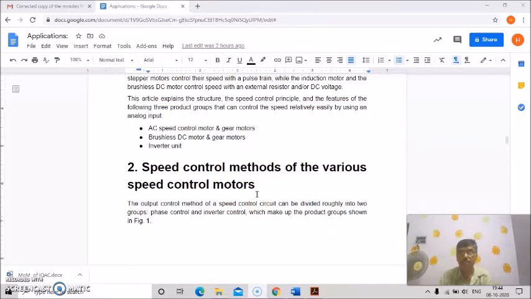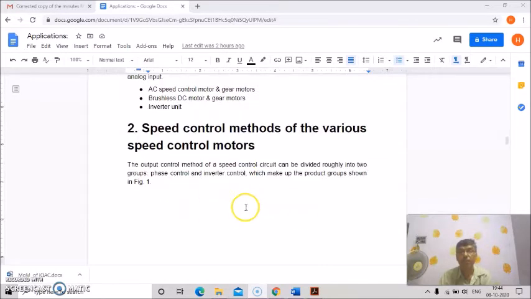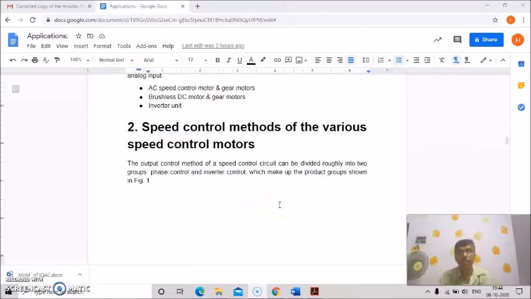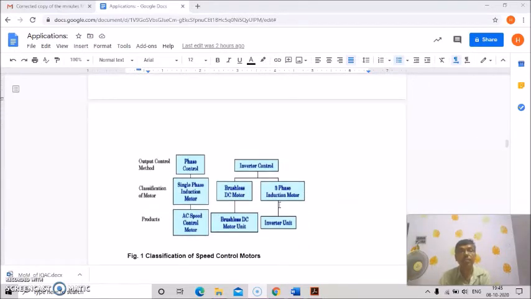Then we'll discuss one after another the speed control methods of various motors. The output control methods of a speed control circuit can be divided roughly into two groups, that is phase control and inverter control, which make up product groups. So the output control method is either phase control or inverter control.